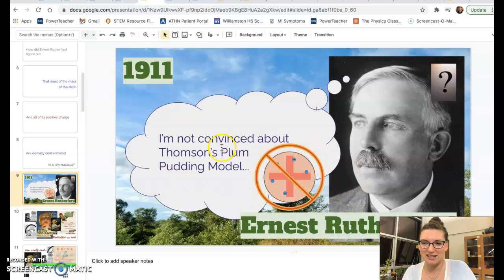So this is him thinking about it. He's like, I don't know about this plum pudding model. There must be something more to it. And he was not the only one thinking about this.